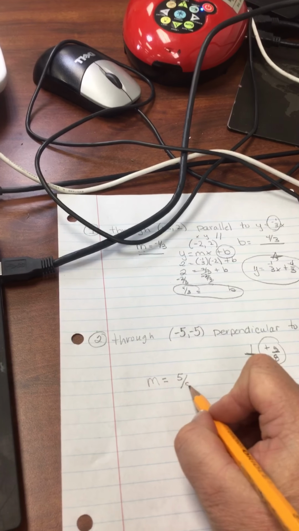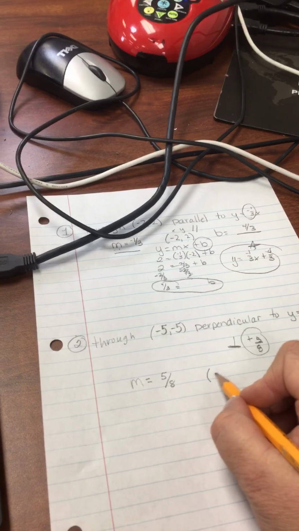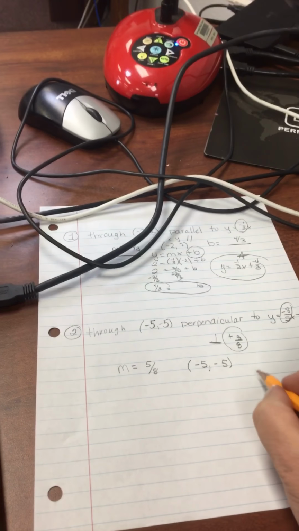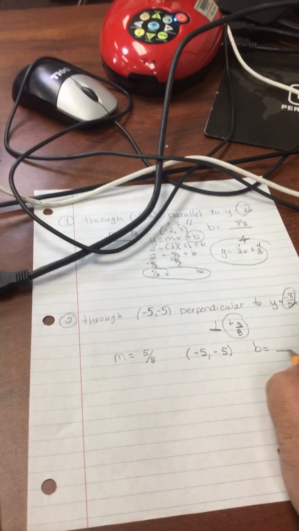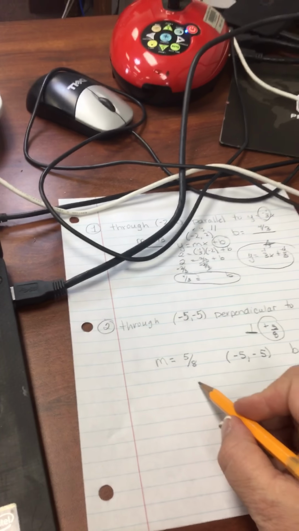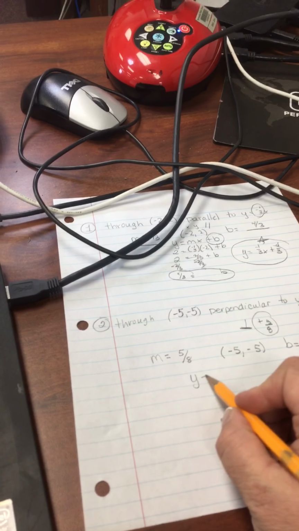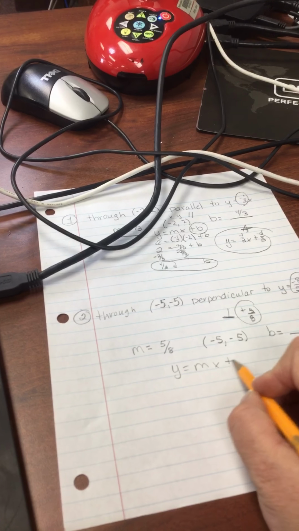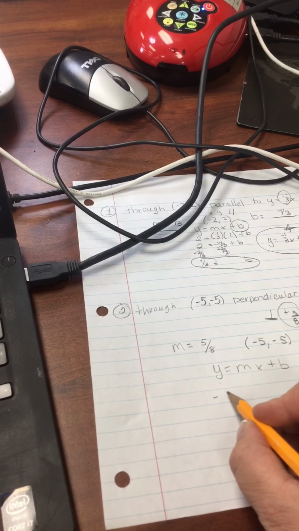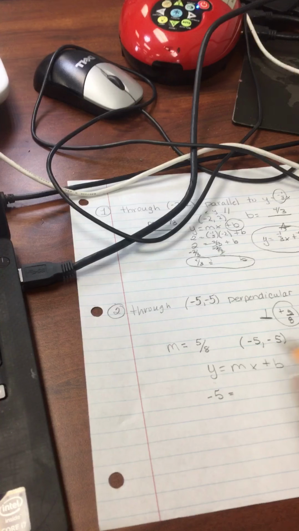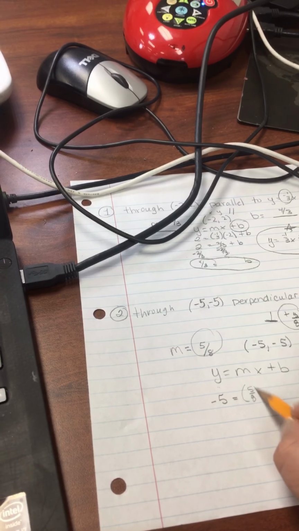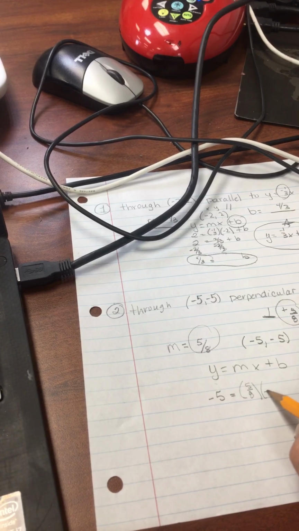m = positive 5/8. Our point that it's going to go through, they gave us in the problem, is (-5, -5). And we have to find the y-intercept. That's what we're looking for. y = mx + b. So my y in this case is -5. My m is the slope we figured out, which is 5/8. And my x is -5.